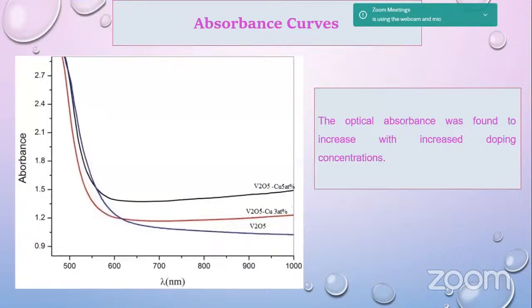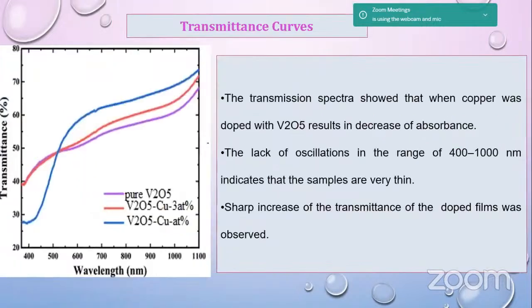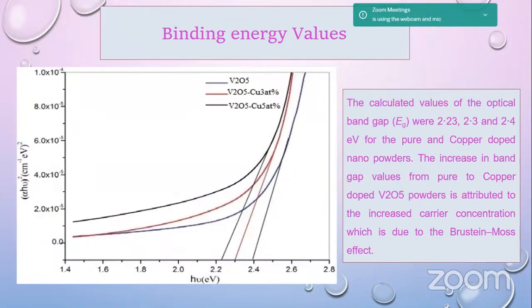So these are the absorbance curves. The absorbance was found to increase with increased doping concentrations. These are the transmission spectra curves. And this is the energy band gap. We can see that as the concentration of copper increases, the energy band gap is decreasing. The increase in band gap values from pure to copper V2O5 powders is attributed to the increased carrier concentration.